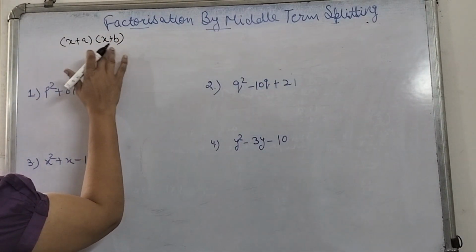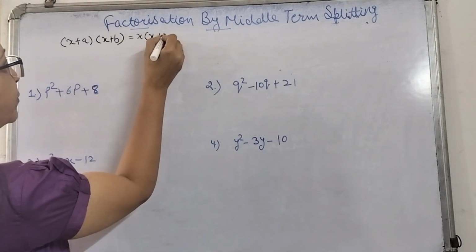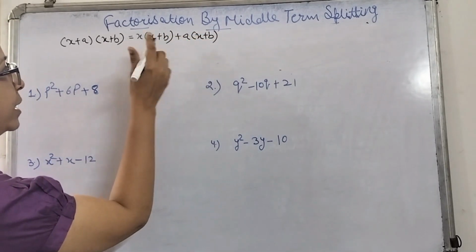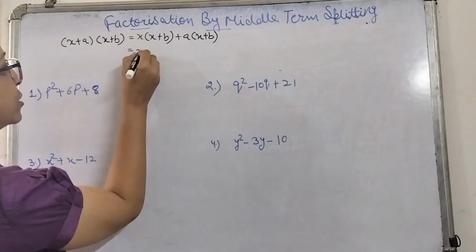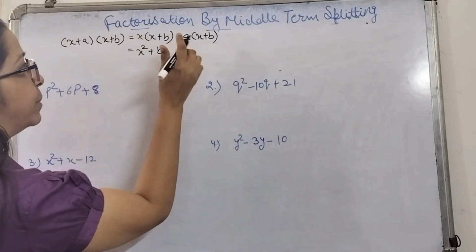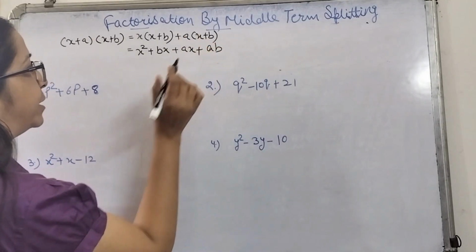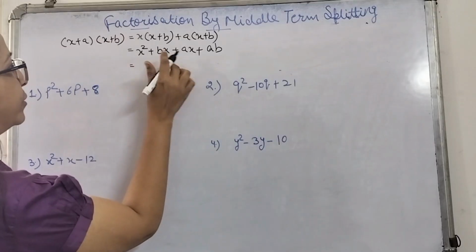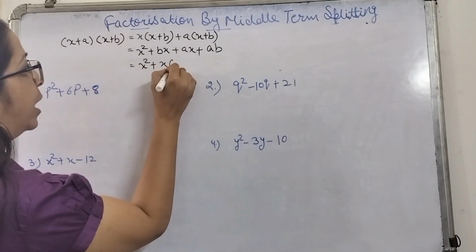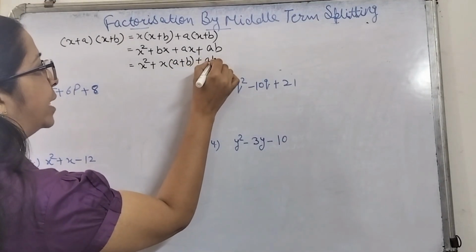If we multiply these two expressions, x will be multiplied by (x plus b) and a will be multiplied by (x plus b). Further, x multiplied by x is x square, x multiplied by b will be bx, a multiplied by x will be ax, plus a multiplied by b will be ab. Now if we solve it further, x square plus, in these two terms x could be taken common, and in the bracket it will be b plus a, or we can write a plus b also, plus ab.